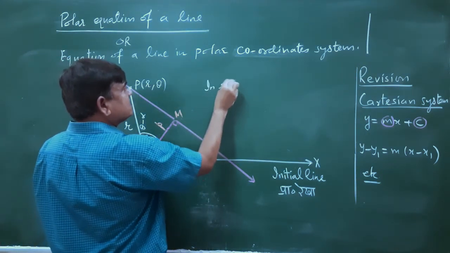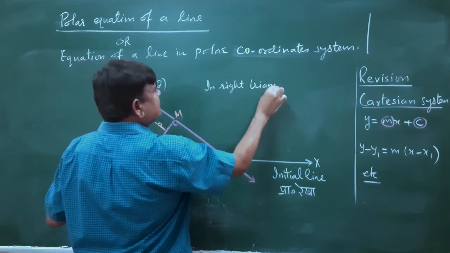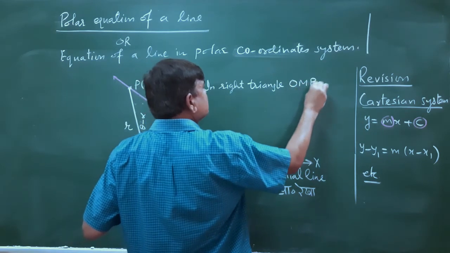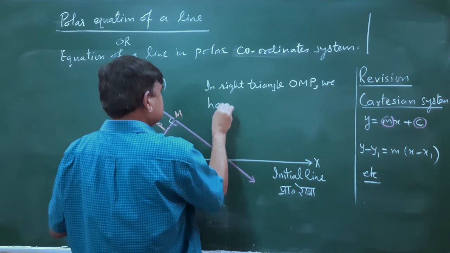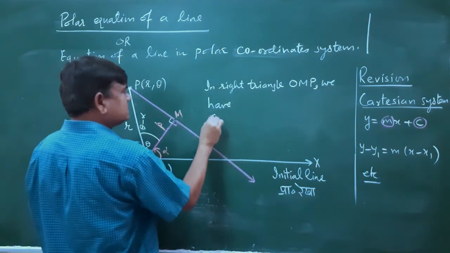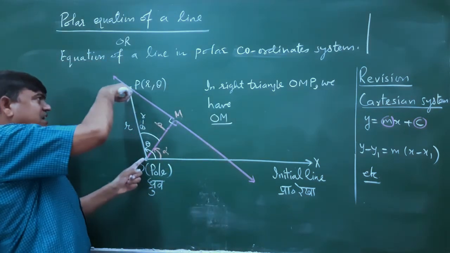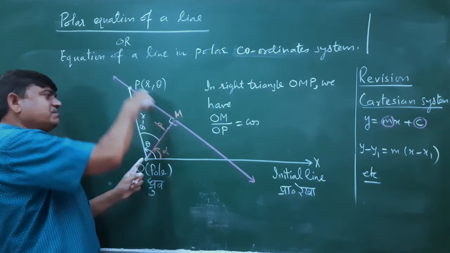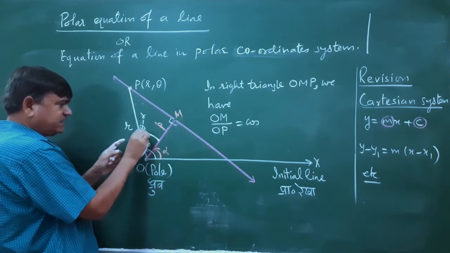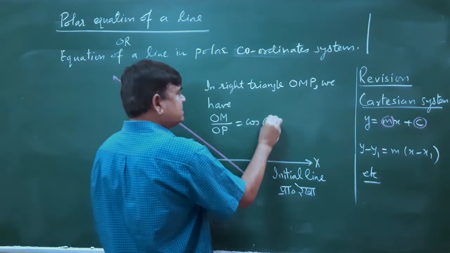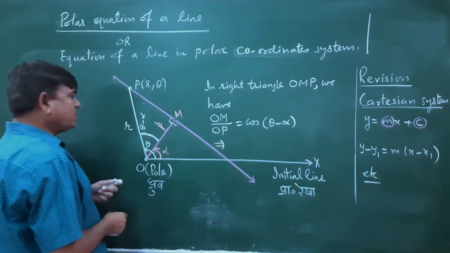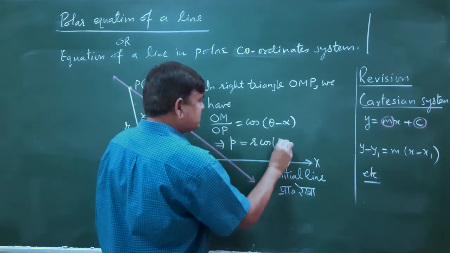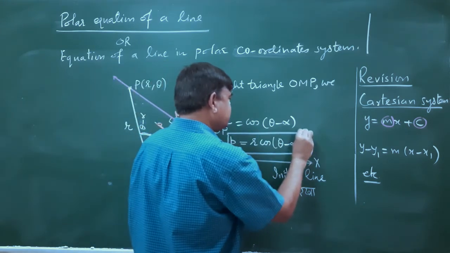In the right triangle ONP, this is 90 degrees. We have ON, base upon hypotenuse OP, equals cos of this angle, in this triangle. This is theta minus alpha, right? So what is OM? OM is p, and OP is r. So p equals r cos(theta minus alpha). This is the equation of the line.